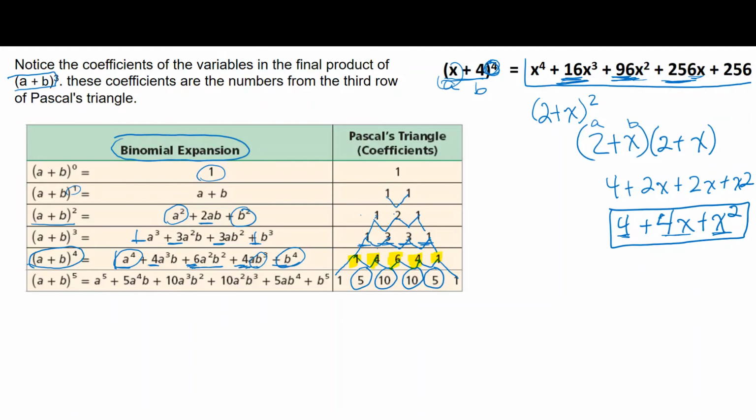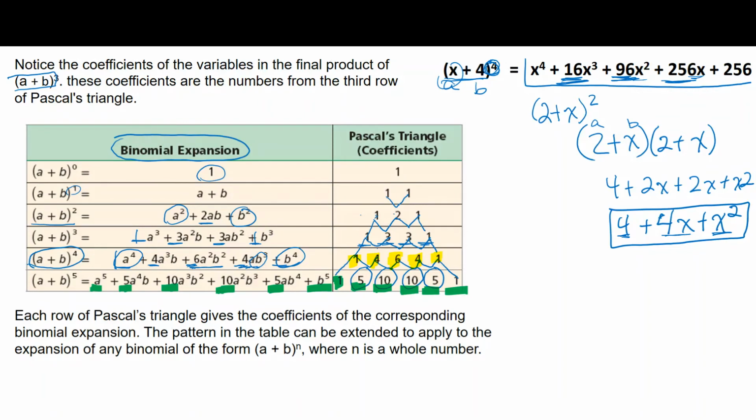And notice on the last one, I'll do it in green, this is a plus b to the fifth power. We have 1, 5, 10, 10, 5, and then back to our 1 again. And this is going to be true for all of our problems that we do. So this is going to be very helpful in helping us solve some equations.